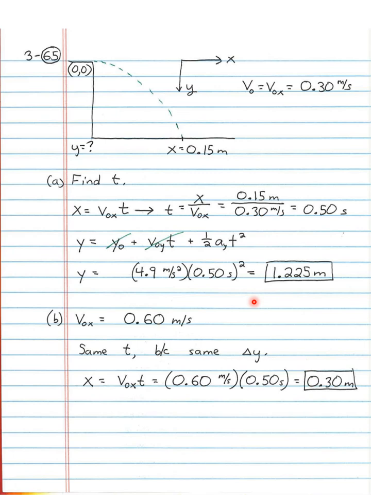Whether it drops straight down or it's going slowly horizontally or fast horizontally, it's going to drop the same distance in the same time. So its time is going to be 0.50 seconds, no matter how fast it's rolling. So now we can say its horizontal distance is v naught x times t, 0.6 meters per second times the time of 0.5 seconds that it's in the air, and we get 0.30 meters, which is twice as far as the first ball. So if it's rolling twice as fast, it's going to go twice as far horizontally.